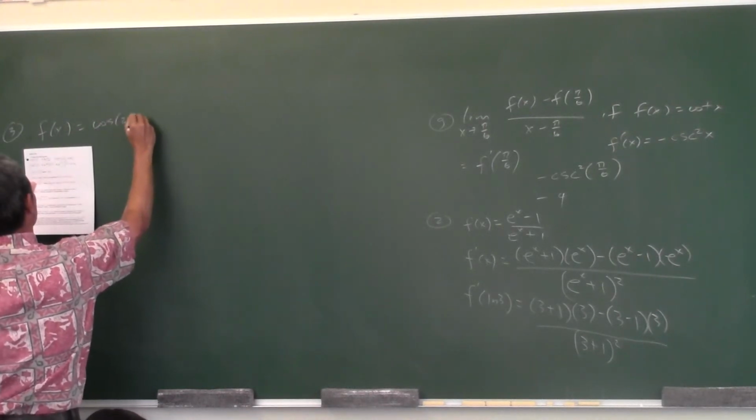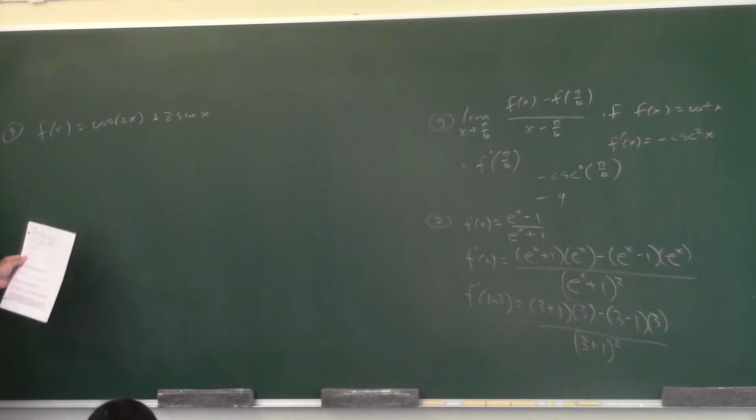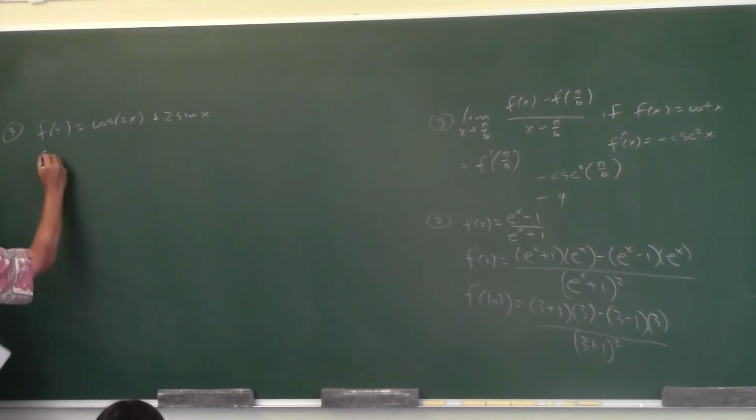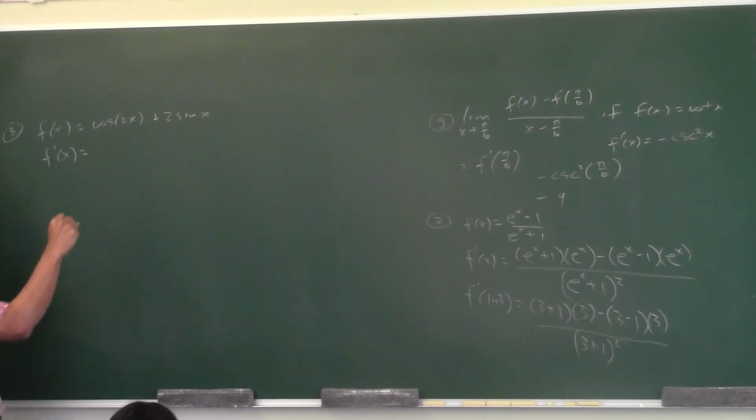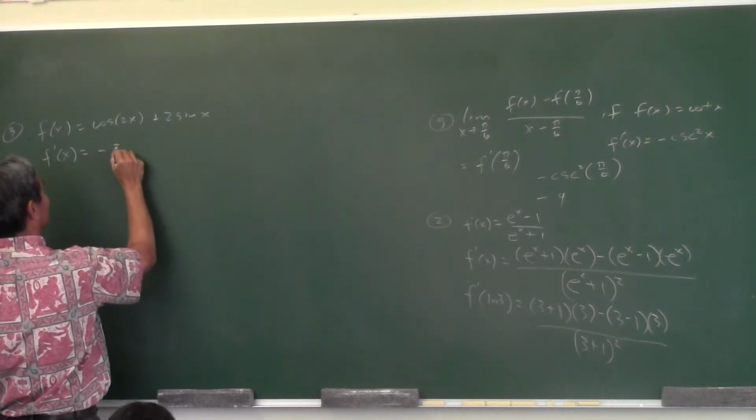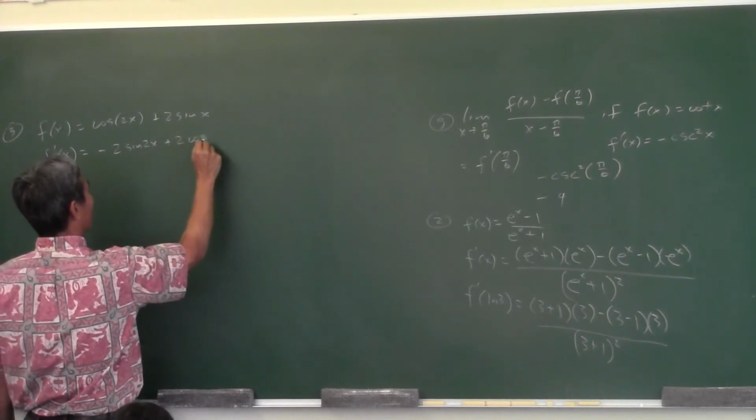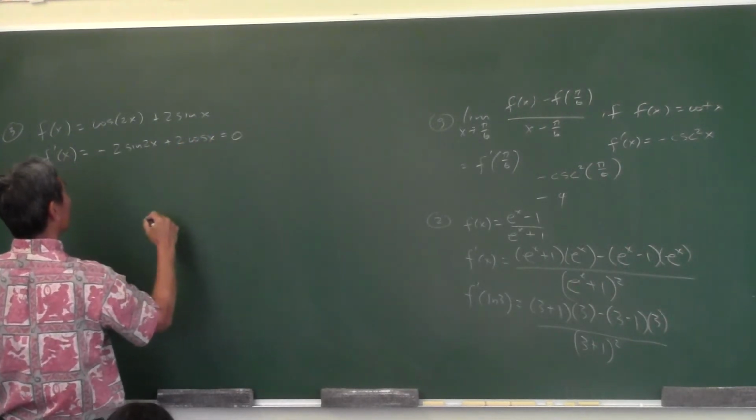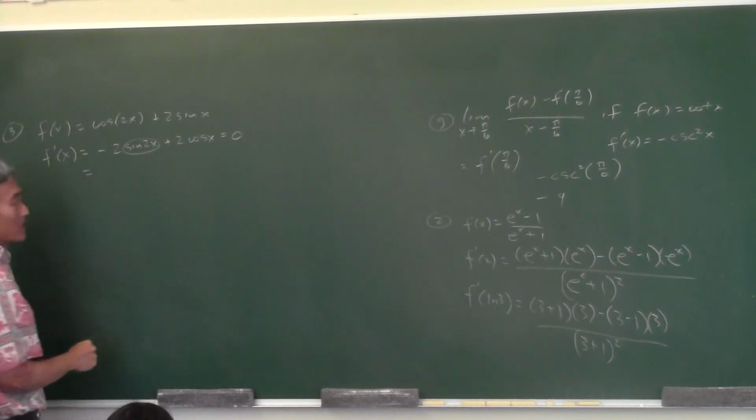Cosine 2x plus 2 sine x. For what values of x between 0 and 2 pi is the derivative equal to 0? So first step, make sure you take the derivative correctly. Okay, what's the derivative? Paulo? Oh, negative 2 sine 2x plus 2 cosine. Okay, and we want to know when is this equal to 0? So we need to use identities. What identity am I going to use for sine 2x?